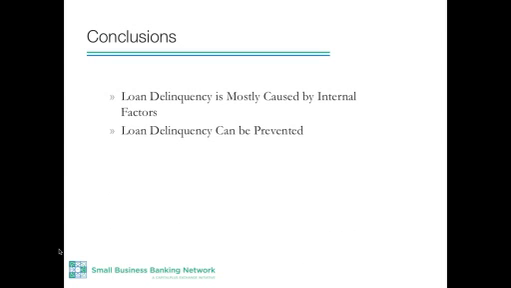So, in closing, let us bear in mind two very important things. First is that loan delinquency is mostly caused by internal factors. Let's keep in mind what we saw on slide number 6. And second is the fact that loan delinquency can be prevented. It's true that we are exposed to this problem every day. But as we have discussed earlier, there are many ways that we can prevent our institution from this type of problem.